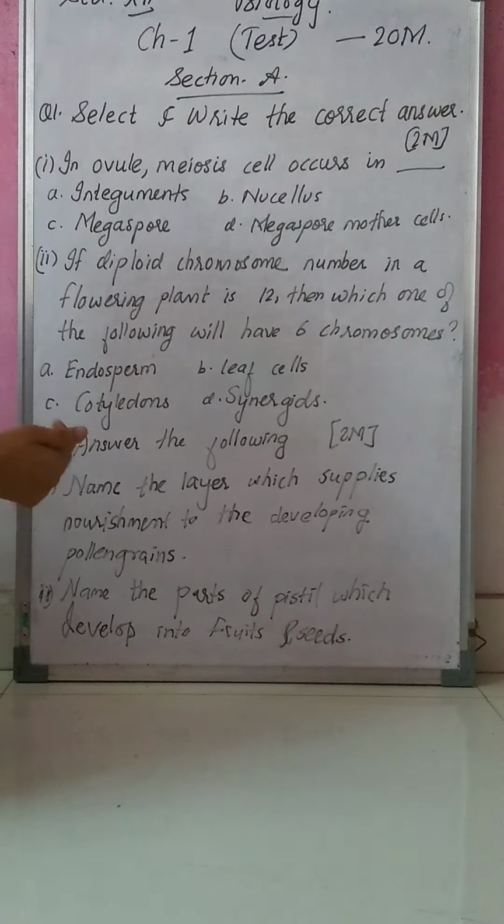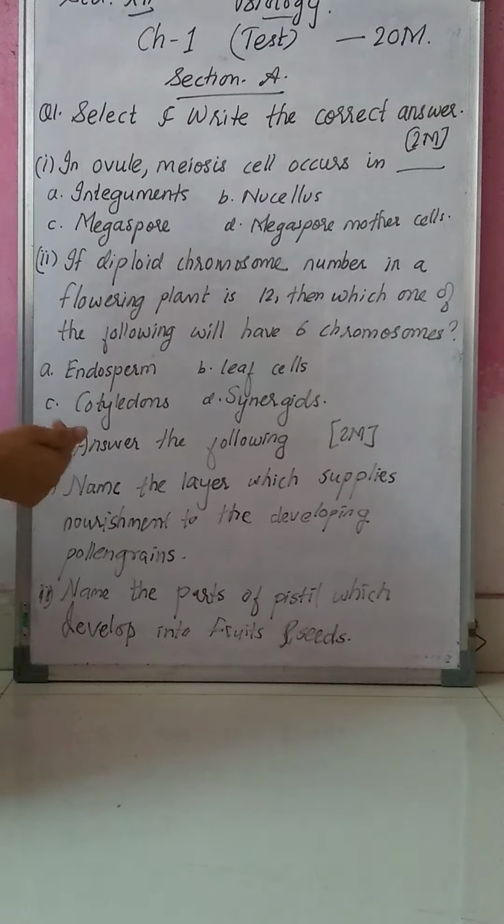That's it. Question number 2, answer the following. These are very short answers, 1 mark each, and 2 are given, so it is for 2 marks. The first sub-question in question number 2 is: name the layer which supplies nourishment to the developing pollen grains. You only have to write the name of the layer, nothing else. Write the question number, sub-question number and the answer.